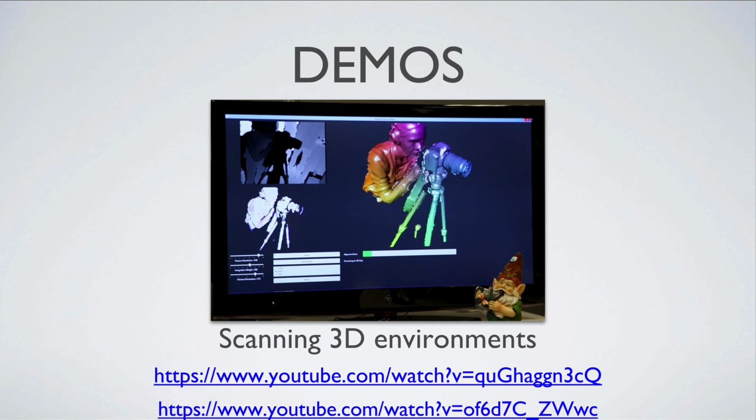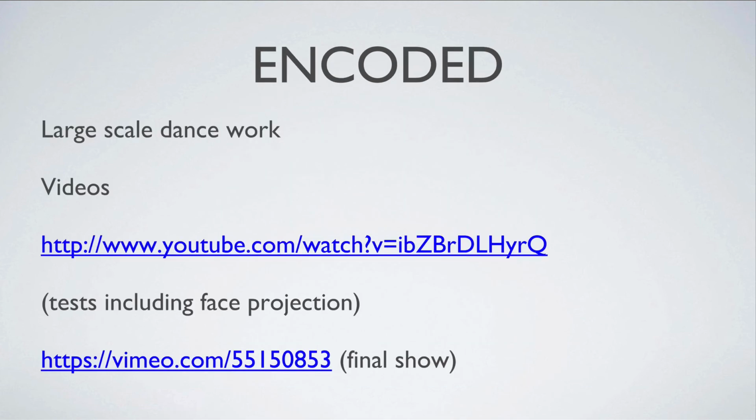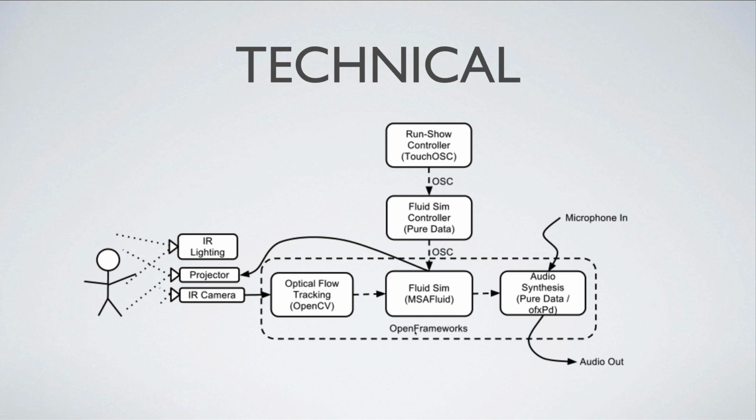Here we've got some examples of scanning 3D environments, and 3D scanning is a really interesting new technology that can be used within a motion capture context. Encoded is a large-scale dance work produced by Andrew Johnston and Stalker Theatre. It uses projection mapping as well as motion capture systems in a great deal of detail. Here's a bit of an example of how it's all put together.